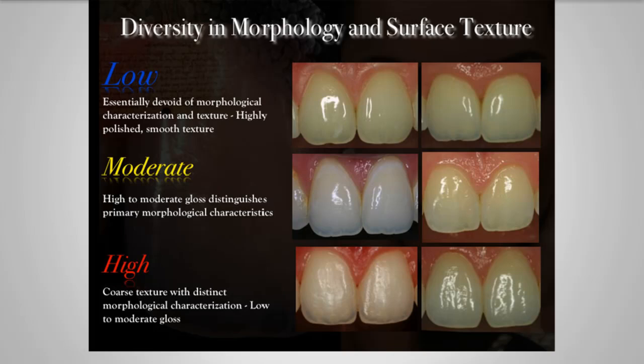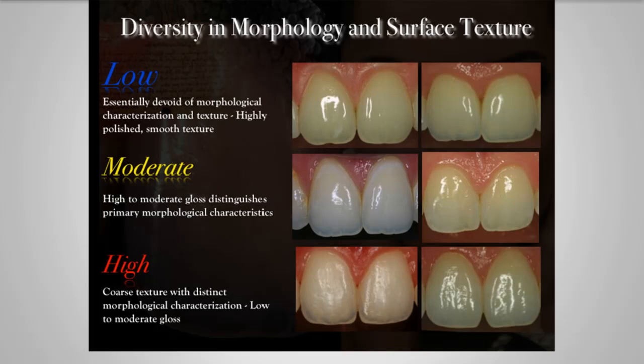Those are going to be your low morphologically textured teeth. The moderate is really where we're going to be focusing today. That's going to probably be the most common. As you see down at the bottom, high is going to be a real coarse texture, particularly the tooth there on the left here.